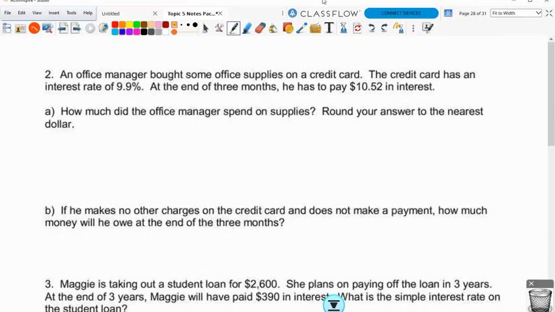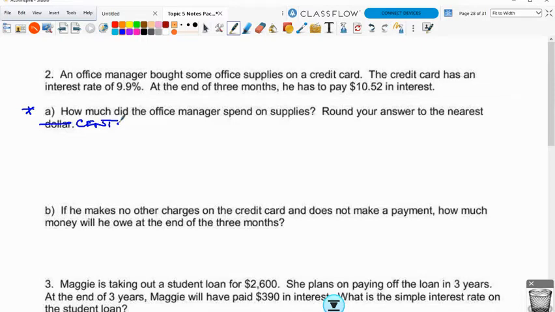In the next example, we're told that an office manager bought some office supplies on a credit card. The credit card has an interest rate of 9 9/10%. At the end of 3 months, he has to pay $10.52 in interest. So we want to know here in question A, how much did the office manager spend on supplies? Round your answer to the nearest, instead of dollar, let's make this to the nearest cent.